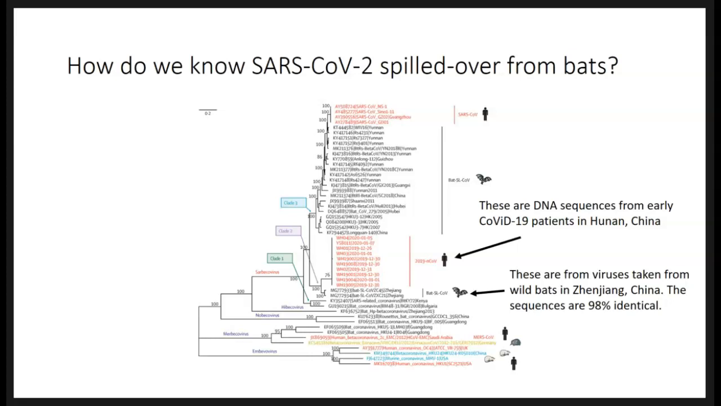And we know this because we've taken genetic sequences from bats all around the world, and we've found a number of viruses in bats that are 98% identical to the SARS-CoV-2 virus that spilled over into humans. So even though we haven't found the exact same virus, all of these viruses in bats are extremely similar. And you'll note that all of these viruses that are extremely similar to SARS-CoV-2 were found in bats in Zhejiang, China, which is not too far from Hubei province.